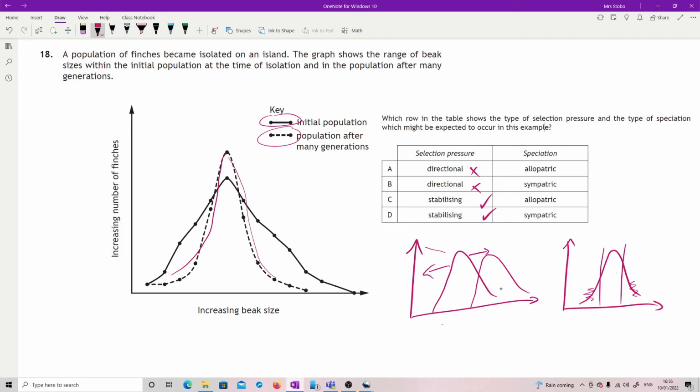Then you need to decide whether it's sympatric or allopatric. You need to go up to here. Population of finches became isolated on an island. That is geographical isolation, and that is allopatric. So C.